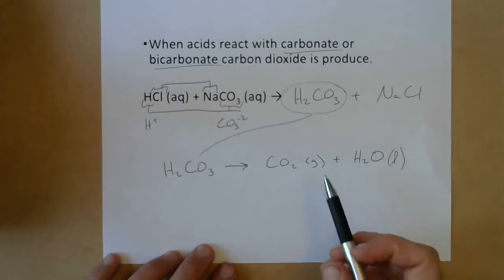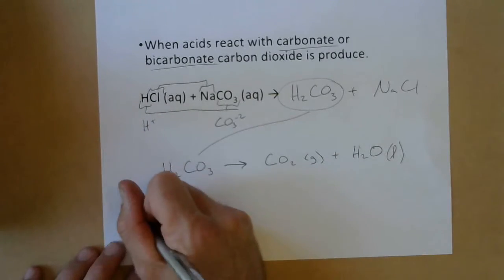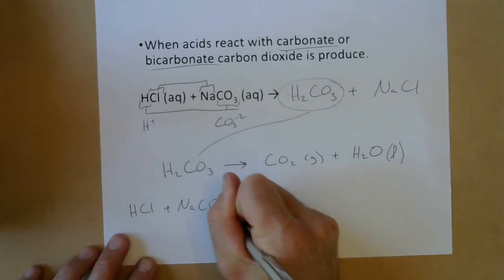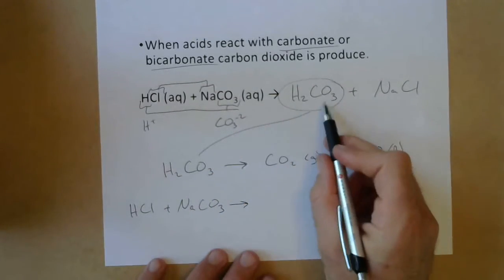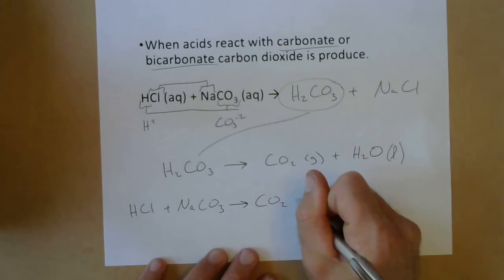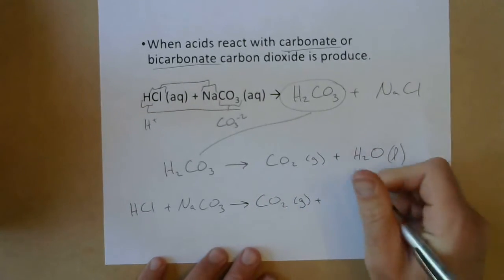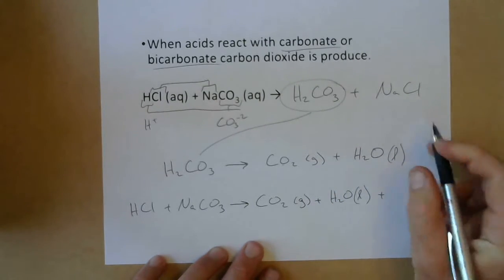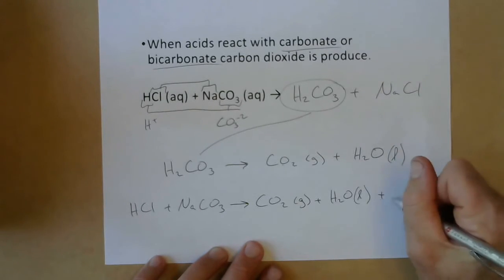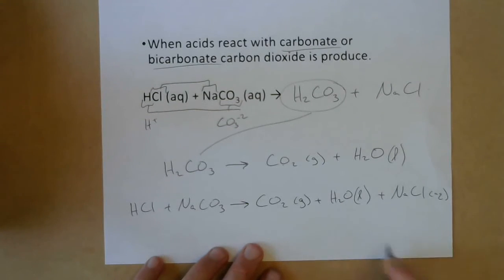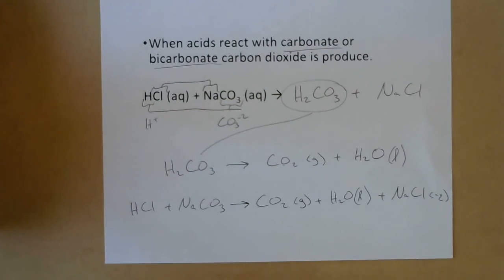So I want to put all this together. I could write out the whole equation, so it'd be HCl plus NaCO3. And then instead of writing carbonic acid, I'm going to put these two products that it breaks down into, CO2, which is the gas, plus H2O, which is the liquid, and then sodium chloride. And so we'll see this reaction or reactions like this in the lab a couple times, and probably on other assignments as well.